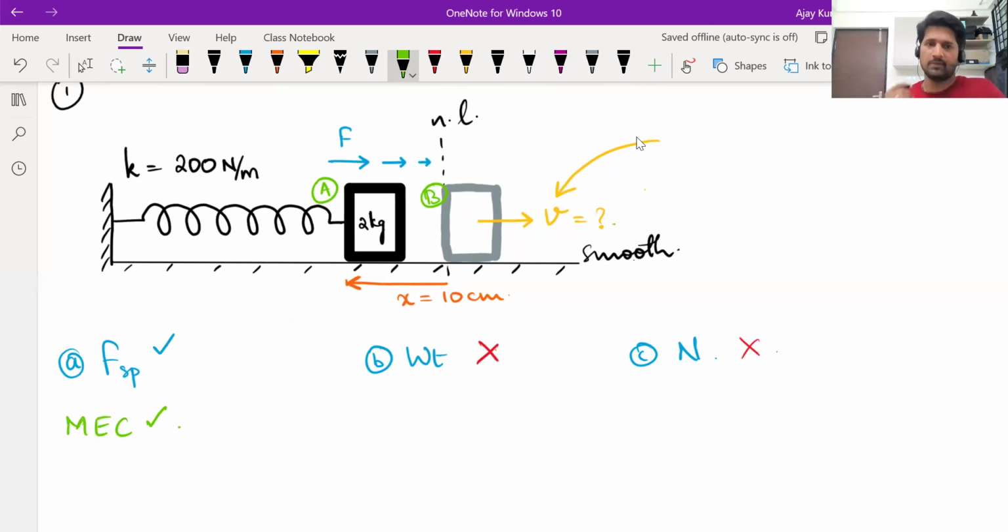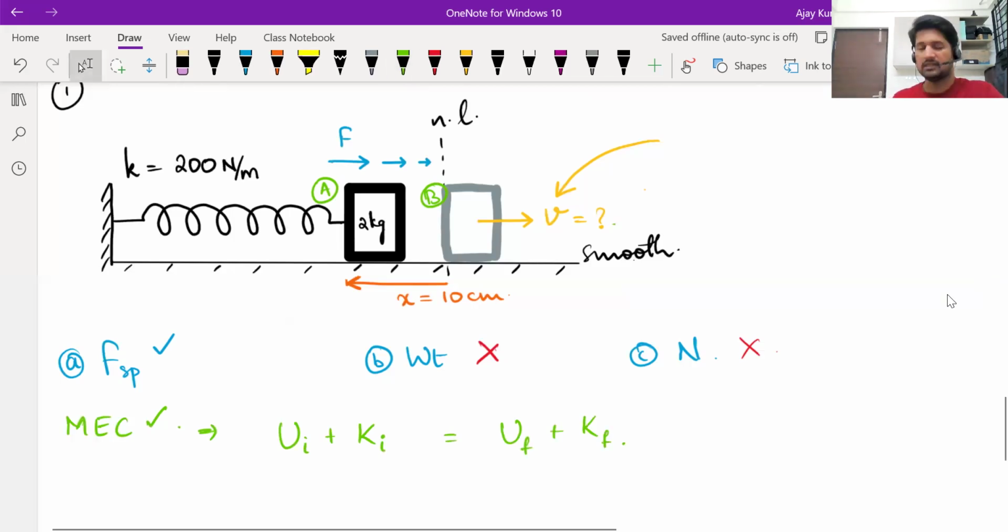Fine. How do we apply mechanical energy conservation? How do we apply any conservation law? Initial value of that quantity is equal to final value of that quantity. So you can say initial potential energy plus kinetic energy of the system should be equal to final potential energy plus kinetic energy of the system. That's how you apply mechanical energy conservation.